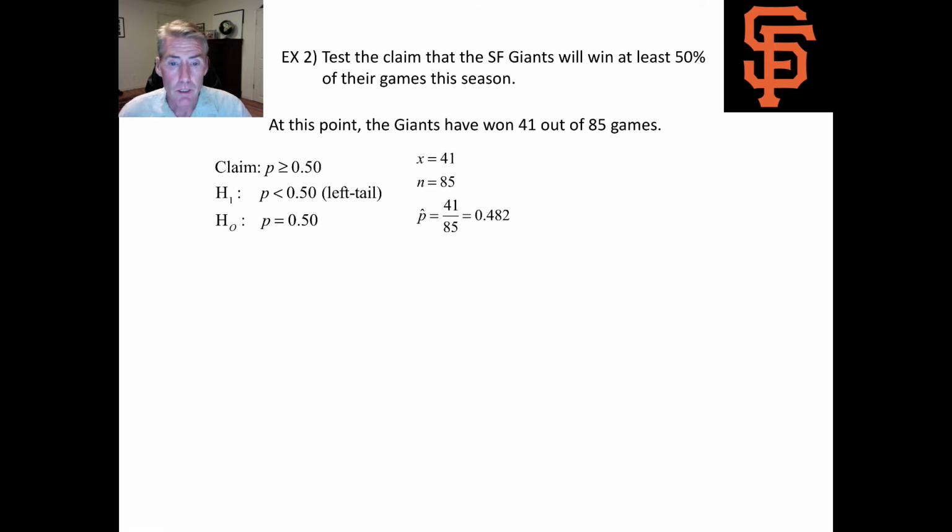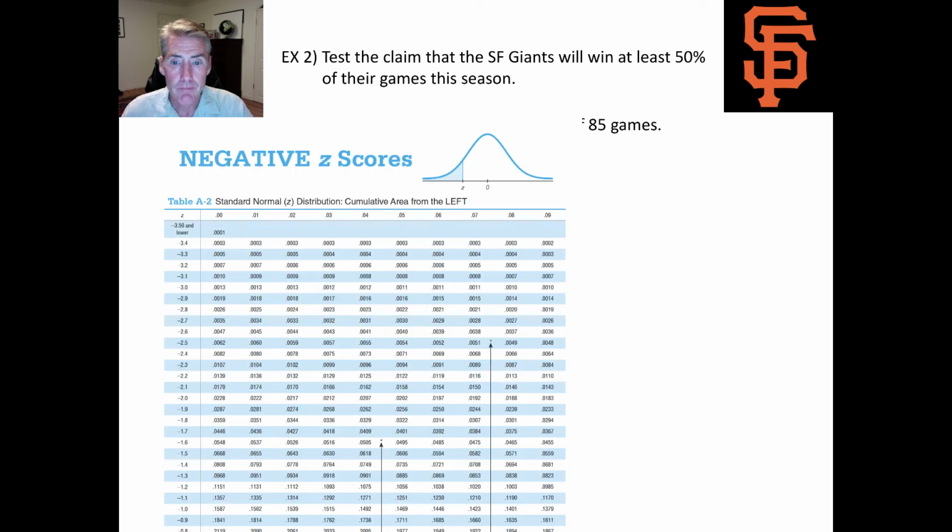Then write down the information. This time I decided to put it the way the calculator does, putting the x first and then the n. And when you divide those, you see that they have won 48.2%. That doesn't quite look like it's going to be at least 50%. But let's see what the stats say.